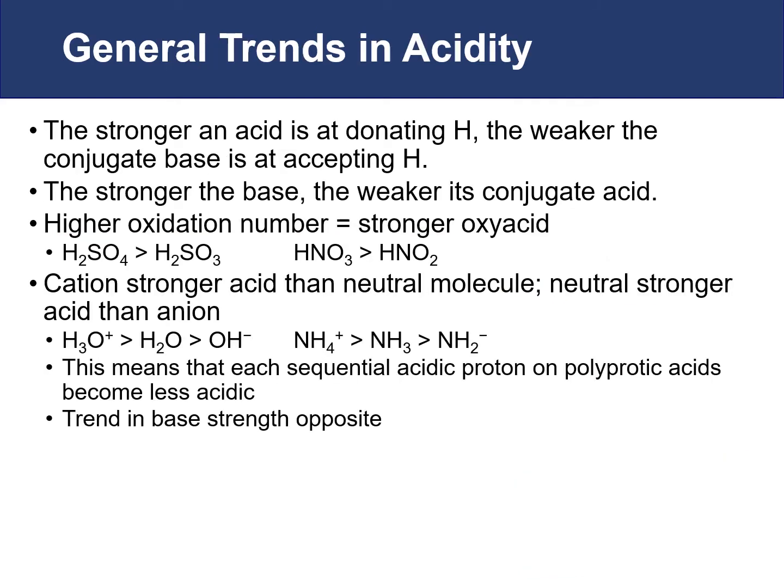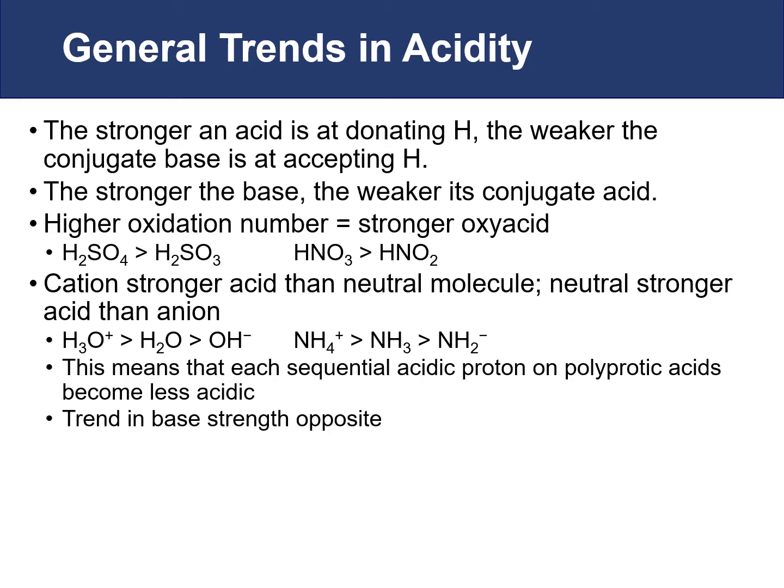Finally, some general trends in acidity. The stronger the acid is at donating the acidic proton, the weaker the conjugate base is going to be towards accepting it. The stronger the base is, the weaker the conjugate acid will be. We'll be going into greater detail on this in a later video, but generally, for what we will call oxyacids, those are acids where the acidic proton is bound to an oxygen atom, the greater the oxidation number on the central atom, i.e. the more oxygen there is bound to that central atom, the stronger the oxyacid will be.